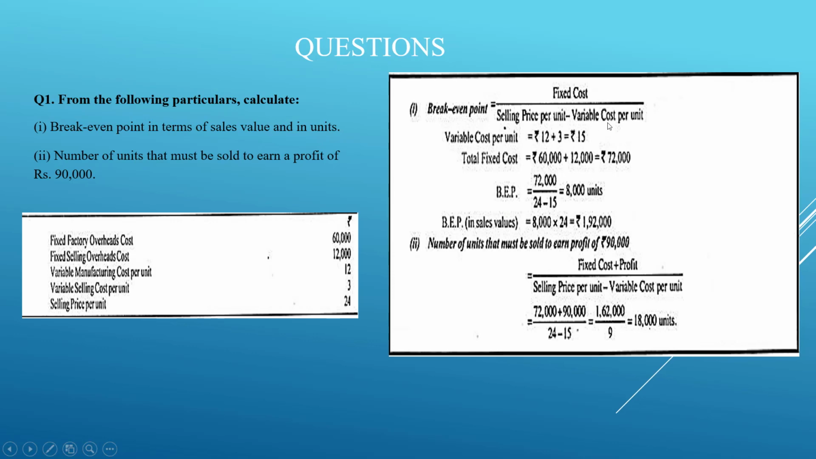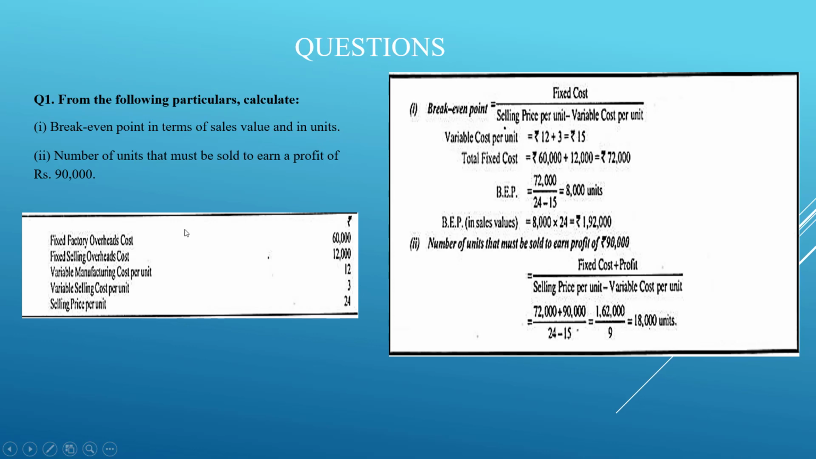Now to find out the variable cost per unit, here variable cost per unit is 12 plus 3. Why 2 times is it coming? Because in the question, in the particulars, it is given variable manufacturing cost per unit and variable selling cost per unit. There are two items which are variable, right? One is manufacturing and one is selling. So for manufacturing it is 12 and for selling it is 3. So we add this together. 12 plus 3 is equal to 15.